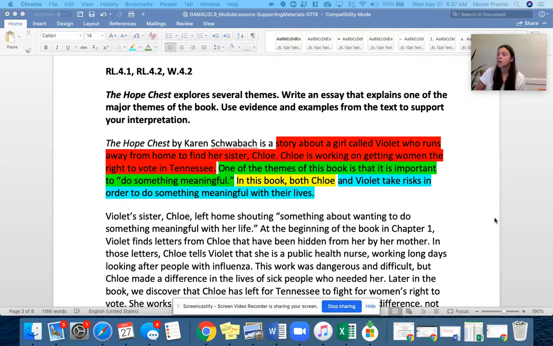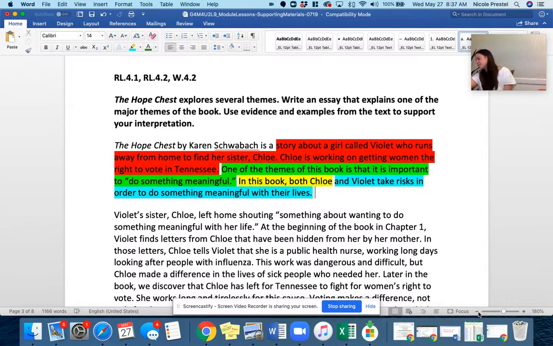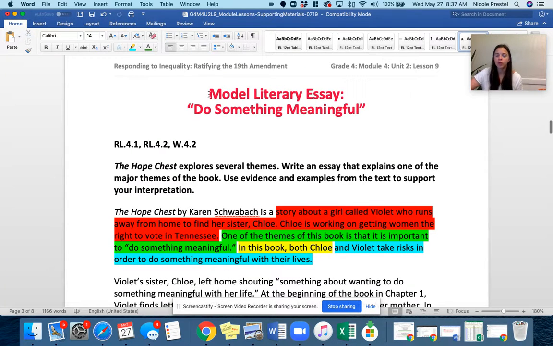All right, so today what you're going to do is focus on just this introduction part of your essay. So if you remember from yesterday, we looked at this model essay about the theme, do something meaningful.